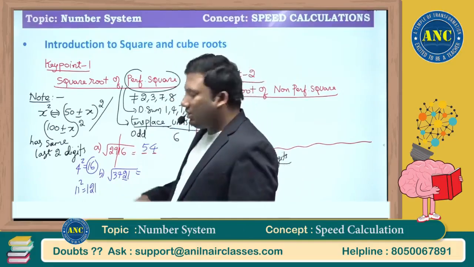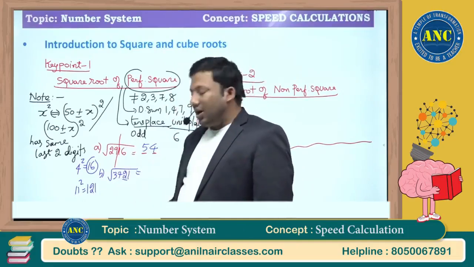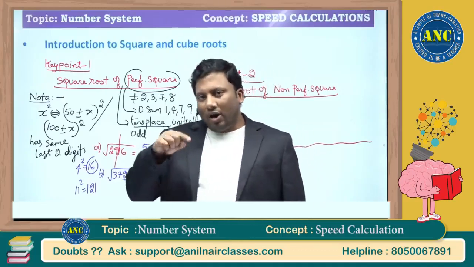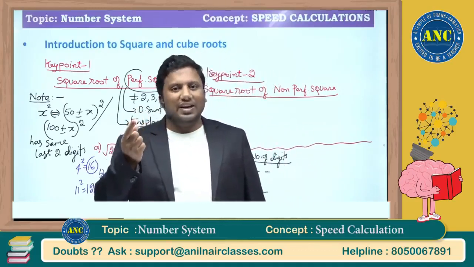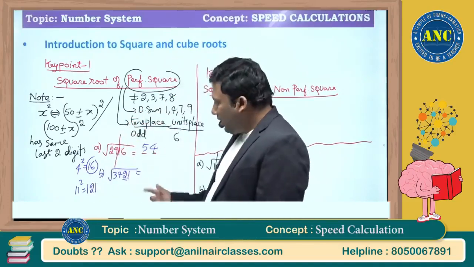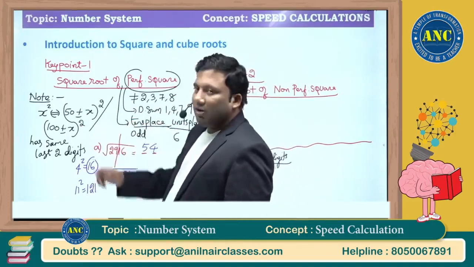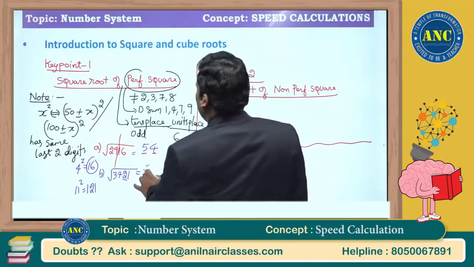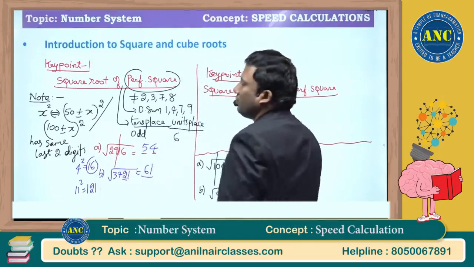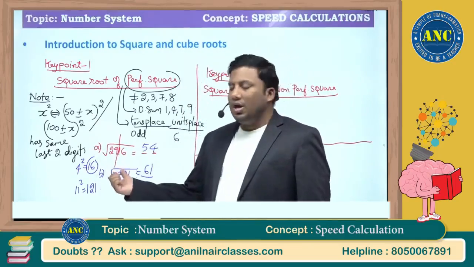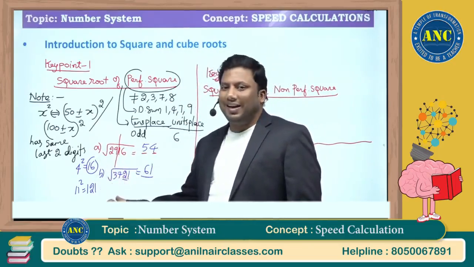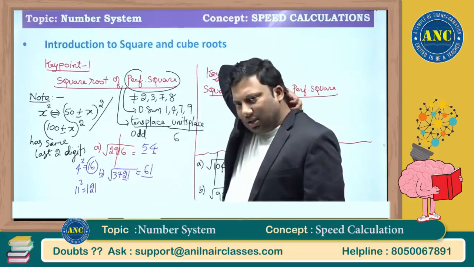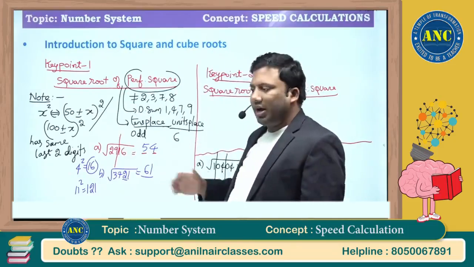How will you find the smallest natural number? It is ending with 1. Which numbers on square end with 1? 1 square is 1, 9 square is 81, 11 square is 121. What will be the next logic? 50 plus 11, 61 square is 3721. You don't need to use the cases of 1 or 9, 61 or 69. I hope it is clear.